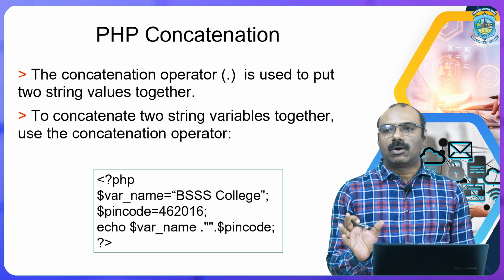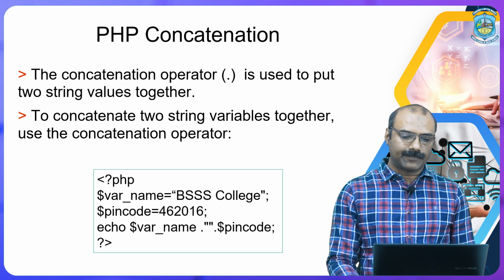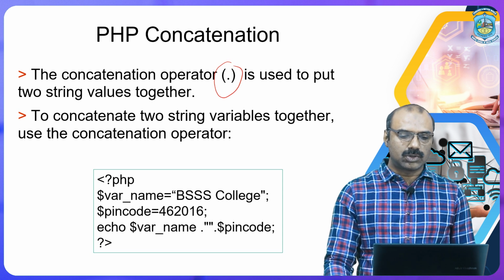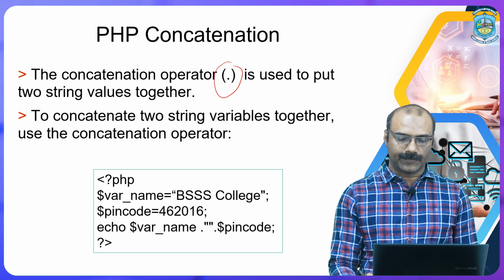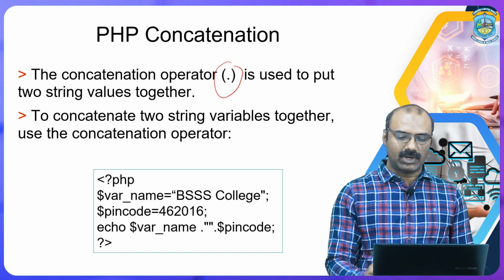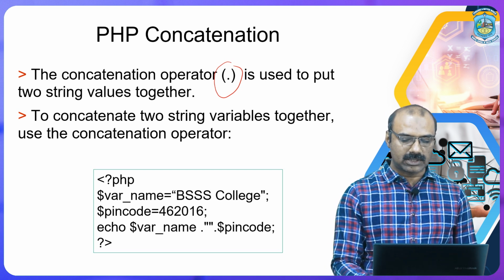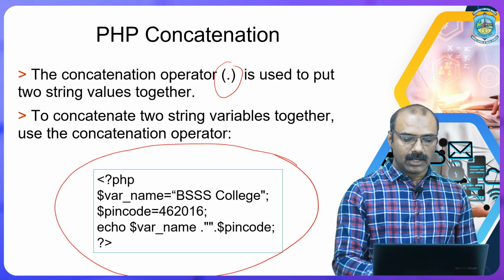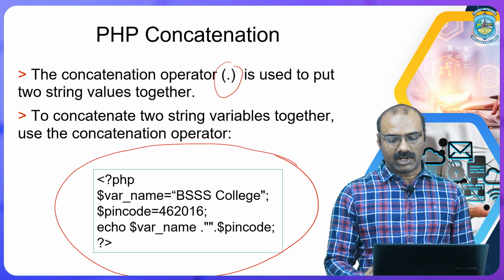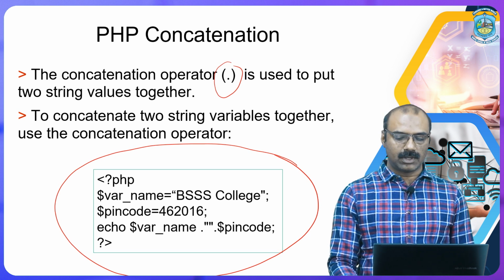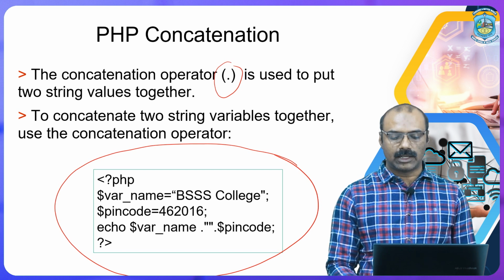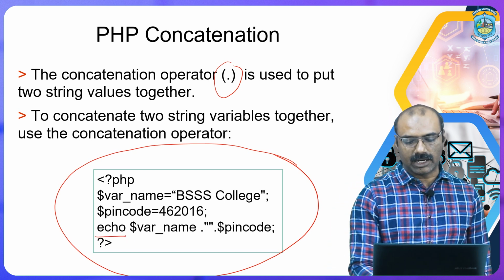Concatenation is joining of two or more words or characters. The concatenation operator is a dot operator which is used to put two strings together. To concatenate two string variables together, we have to use this particular operator. As you can see on the screen, there is a small program here. The variable_name is BSSS college again, and we have given a pin code which is of type number, or we can say integer, and we are trying to display both together by using a single echo statement.